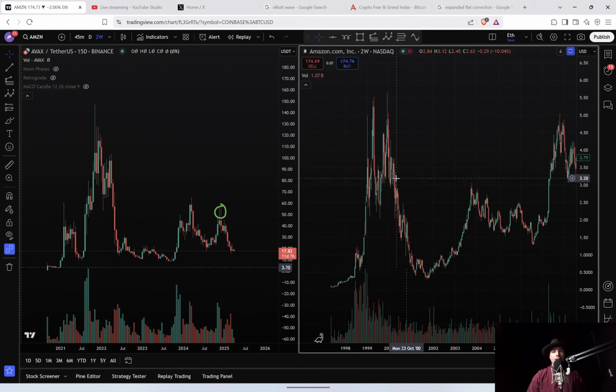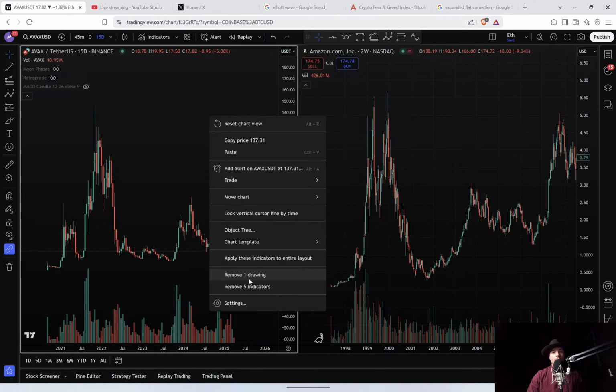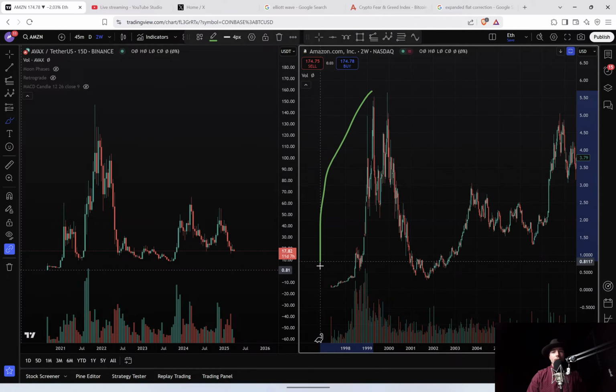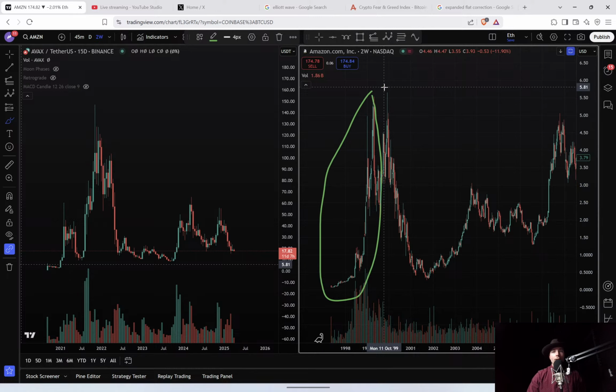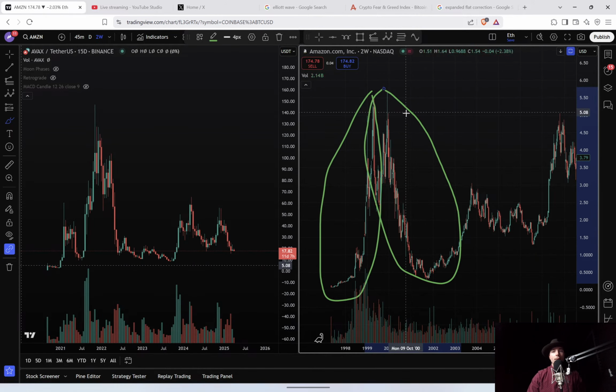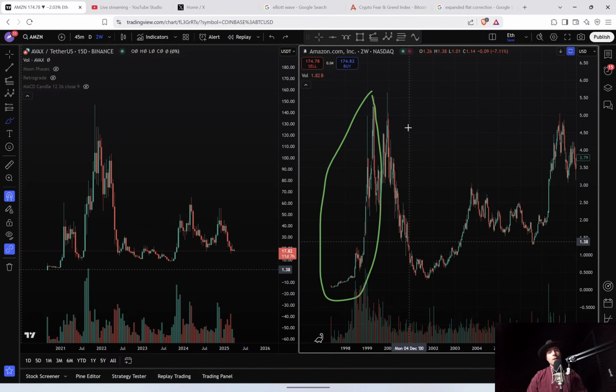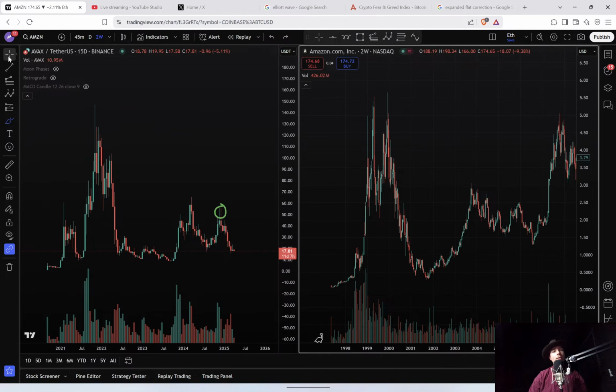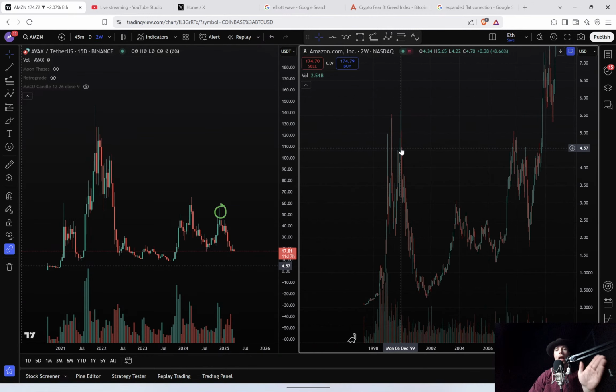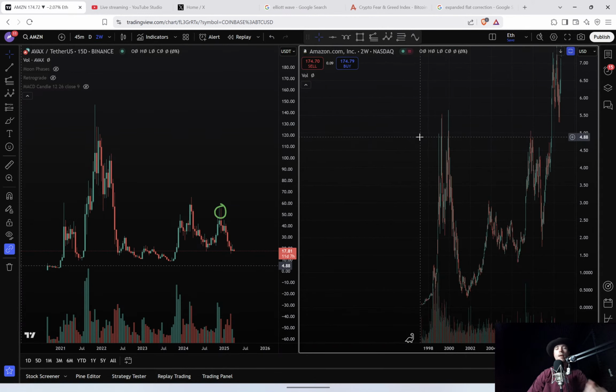And here's Amazon.com, and here's the internet bubble right here, and then here's where the internet bubble popped right here. And then what a lot of people don't talk about, all they ever talk about is how the internet bubble popped and a bunch of people lost a bunch of money. That's all people ever talk about. But what nobody ever talks about is what happened after the internet bubble popped.